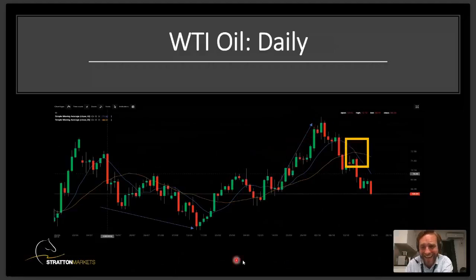This is a problem here. It finally moves below it, but, and this is the thing I will say about simple moving averages, which brings me on to the next one, which is exponential. Simple moving averages are a lagging indicator.